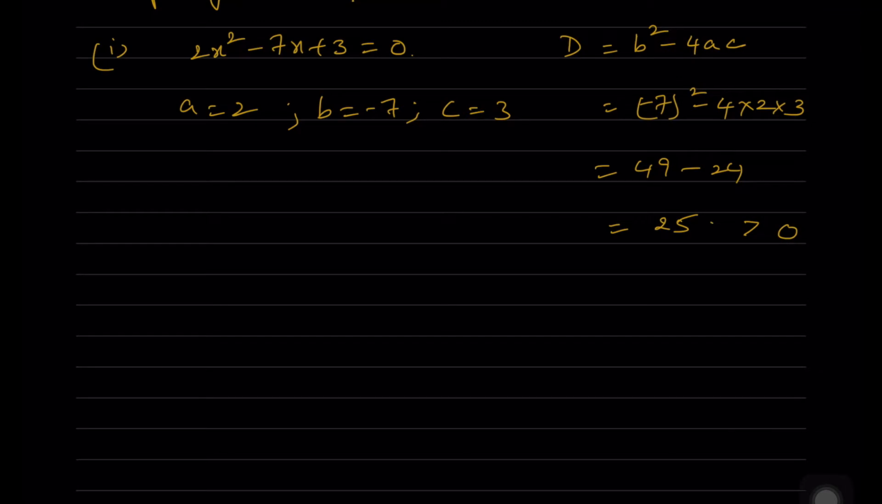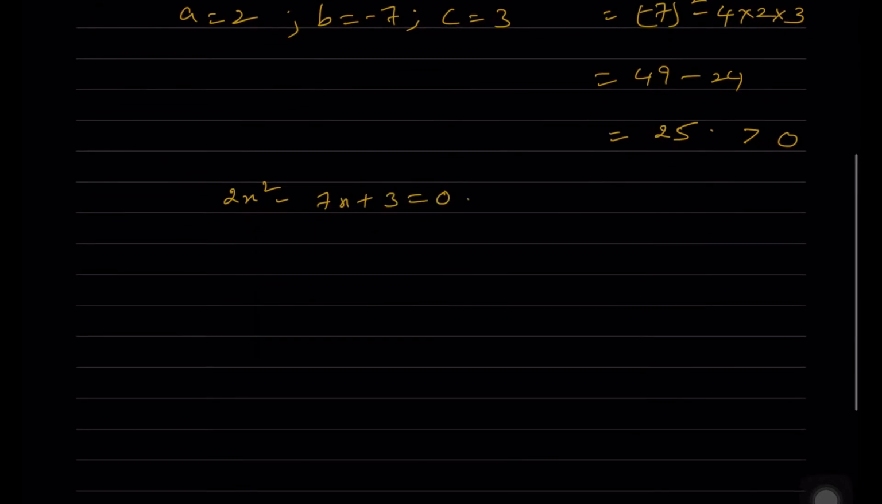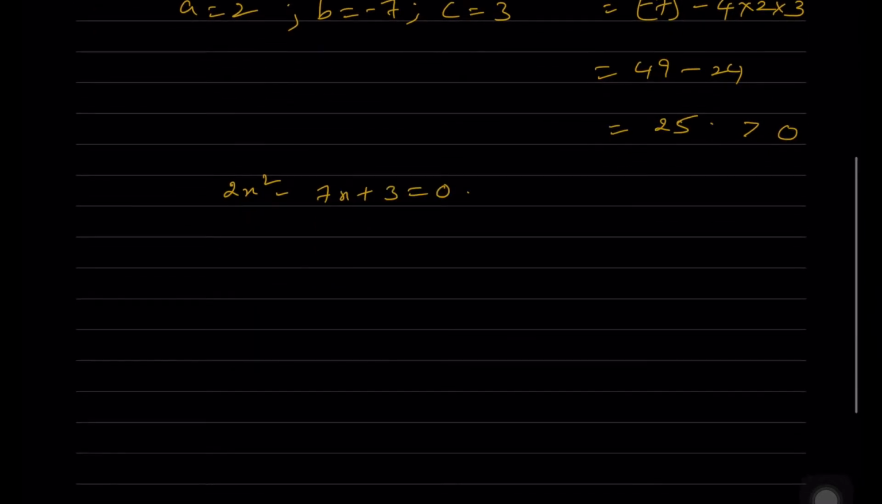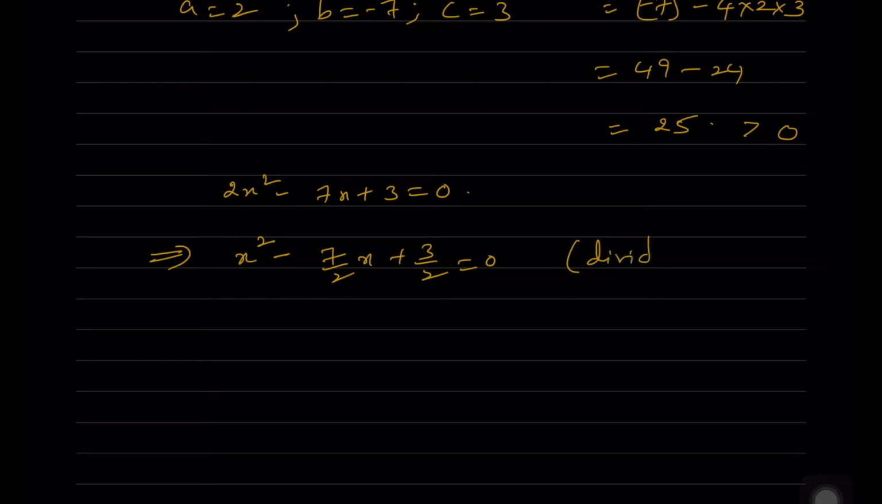So how do we do this method? Again, write down the equation, 2x square minus 7x plus 3 equal to 0. So now here what we do is divide. We have to have x square only, so we divide throughout by 2. So x square minus 7 by 2 x plus 3 by 2 is equal to 0. So which implies that you can write this as x square minus, you are multiplying and dividing with a 2.